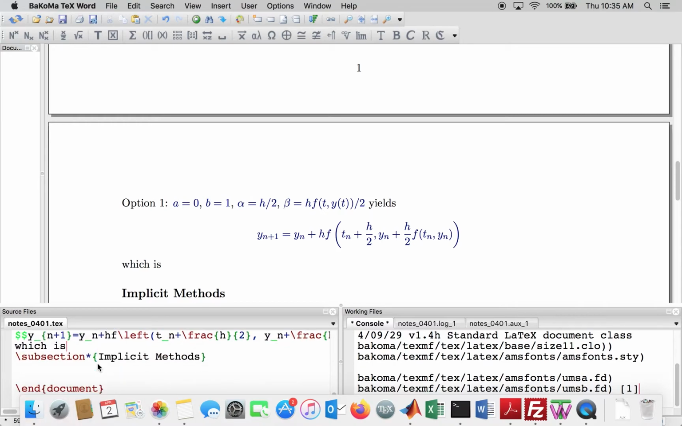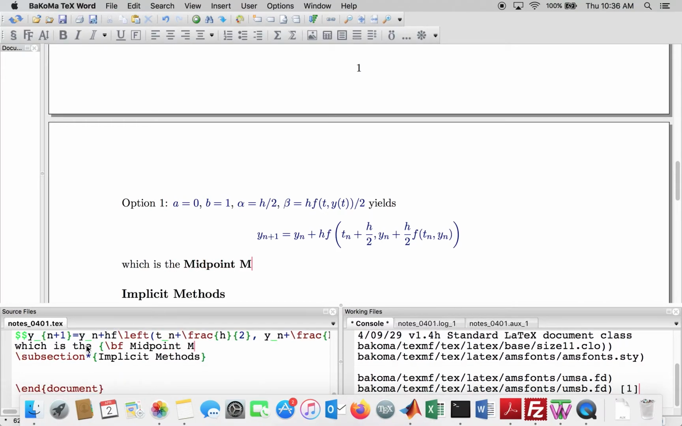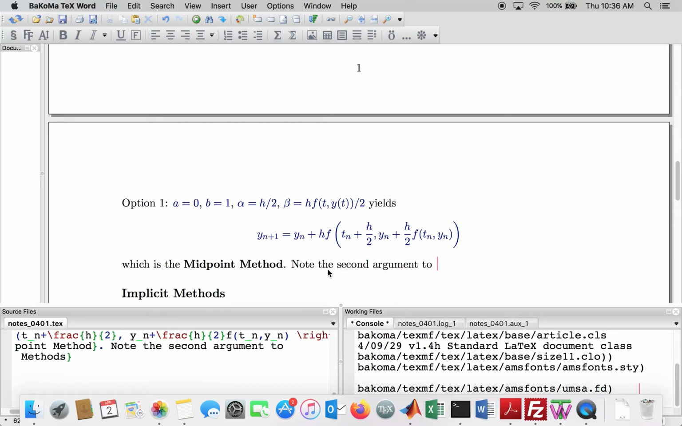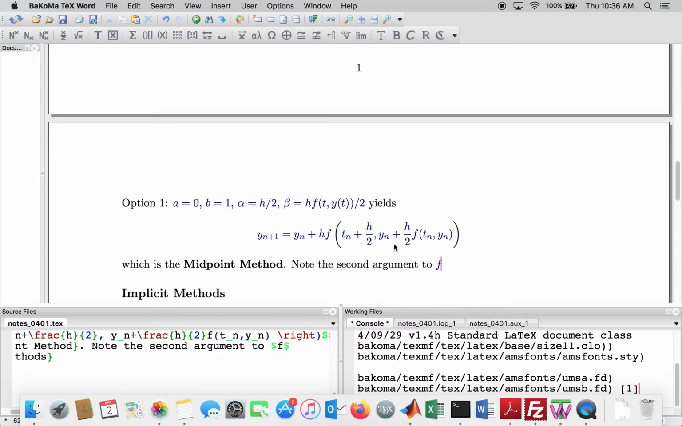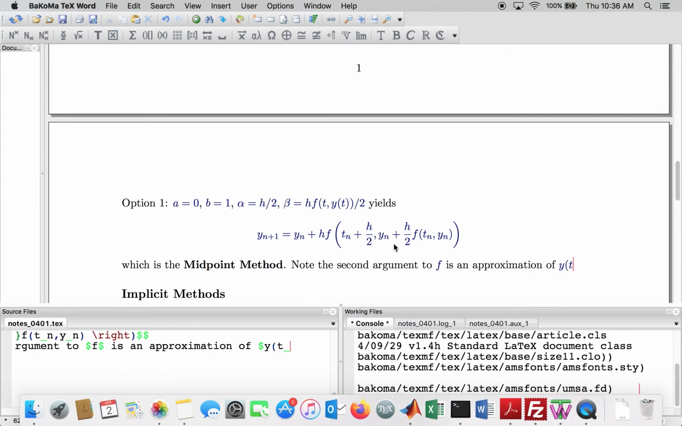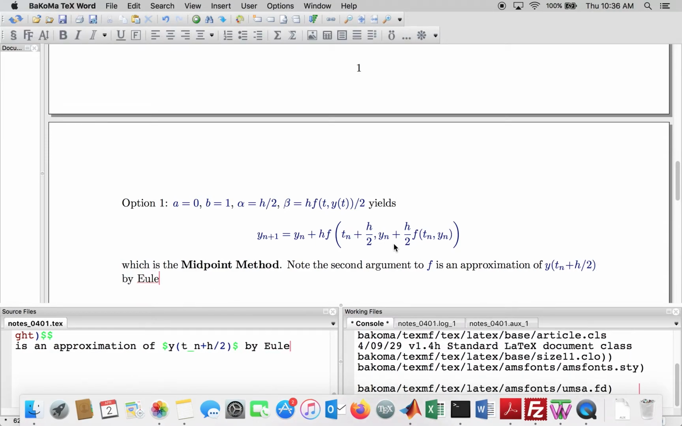All right. So this method is called the midpoint method because we're evaluating f at the midpoint of the interval in time between tn and tn plus 1. And here, the second argument to f is an approximation of y of tn plus h over 2, the exact solution at that time, by Euler's method.